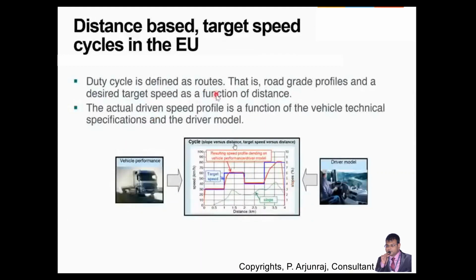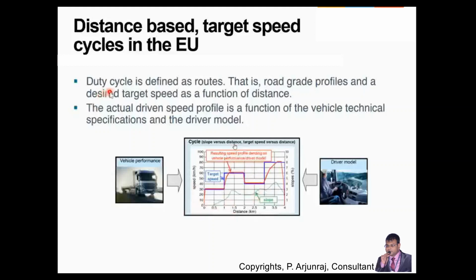And the next one is based on the distance. That's what we have seen, which is the second part with respect to the duty cycle: distance based target speed cycles. It is for the Europe related aspects, where we have seen the distance versus speed. And you can see the target speed is being set, which will result in the speed profile depending on the vehicle performance and the driver model.